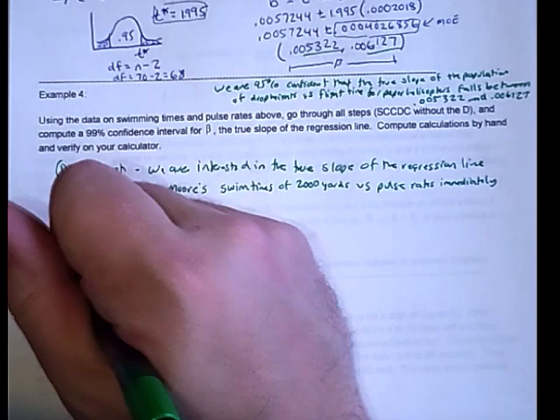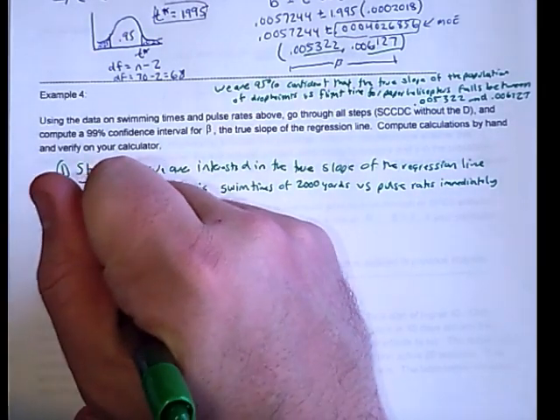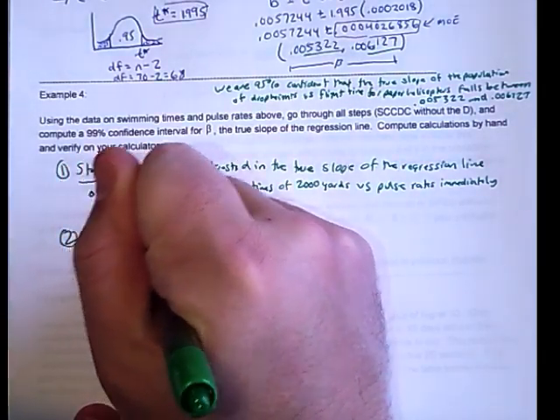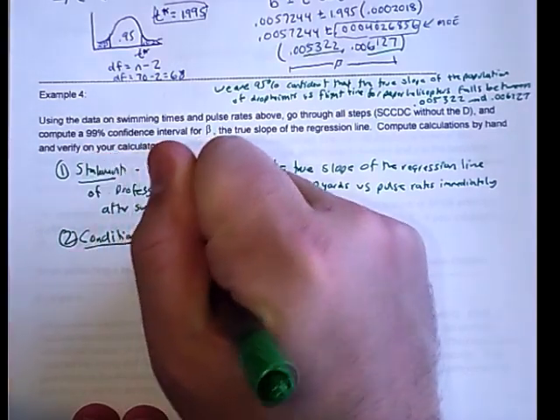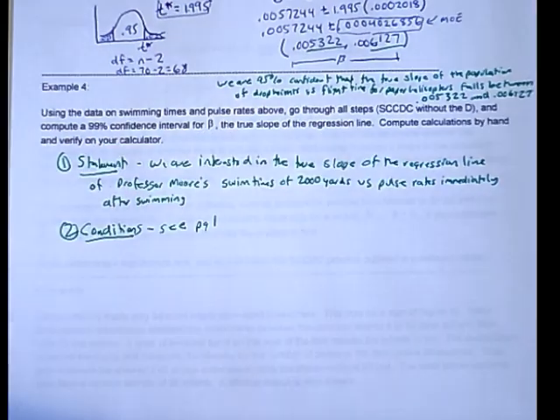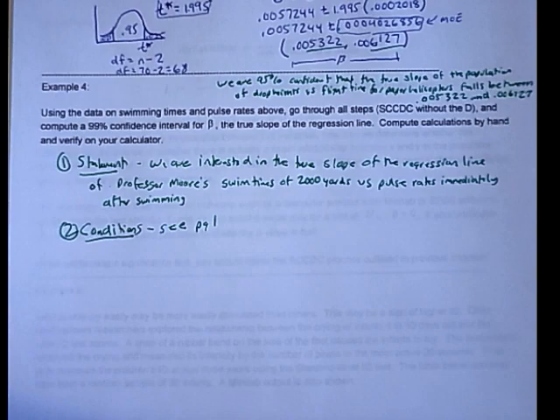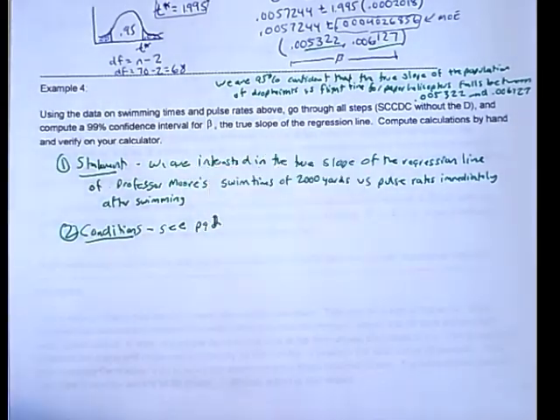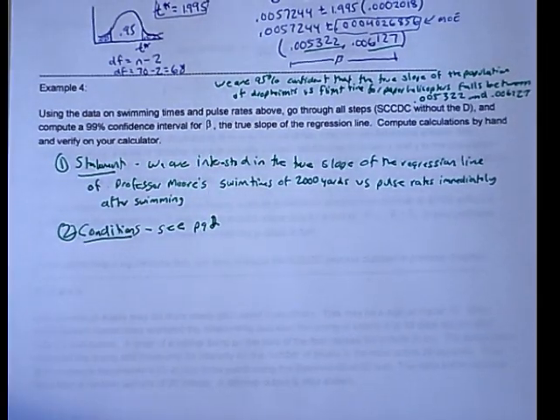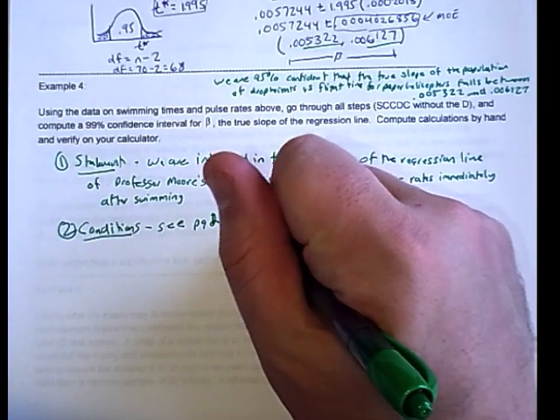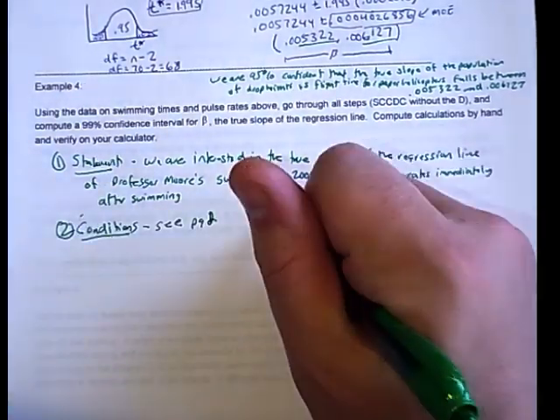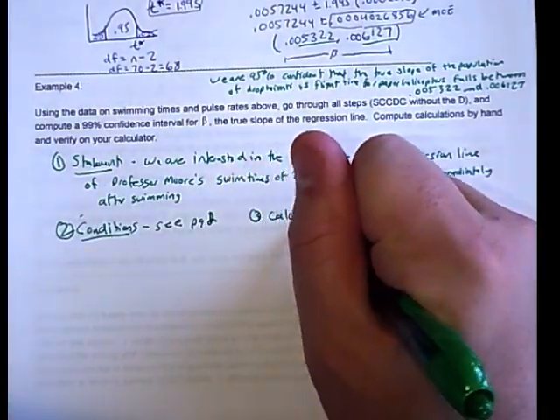All right. So step 2, we would do our conditions. Now we've already done that, so I'm just going to write in here see page 2 of the notes. That's where they are. All right. Next step, calculations.